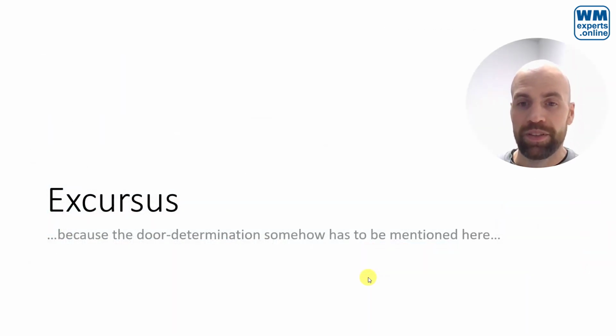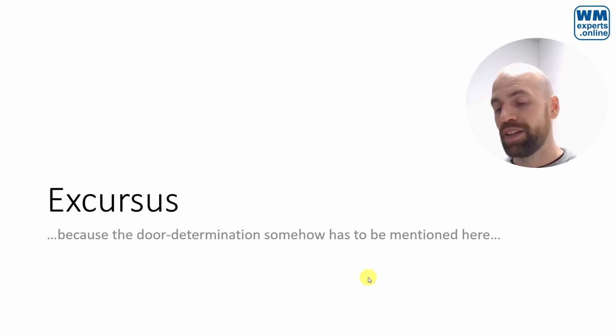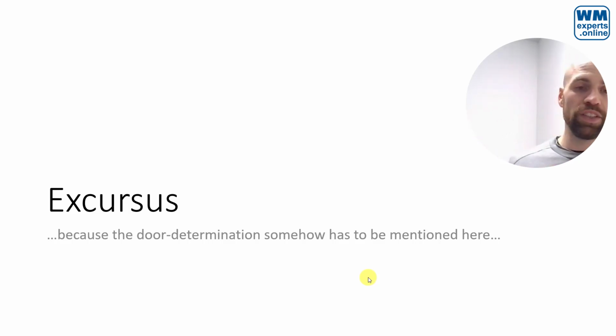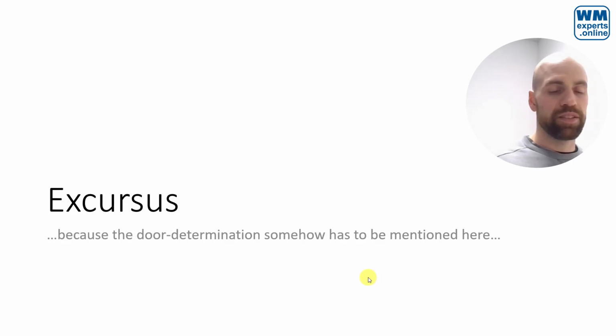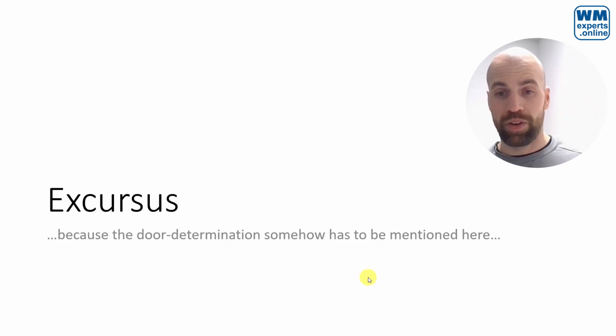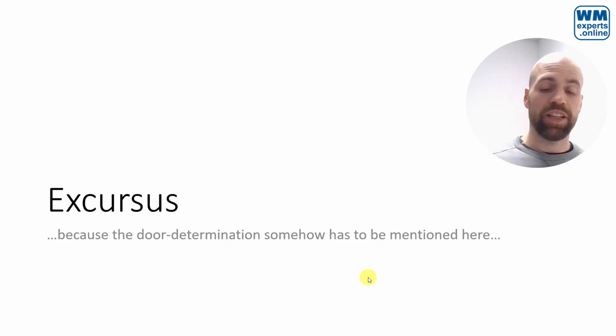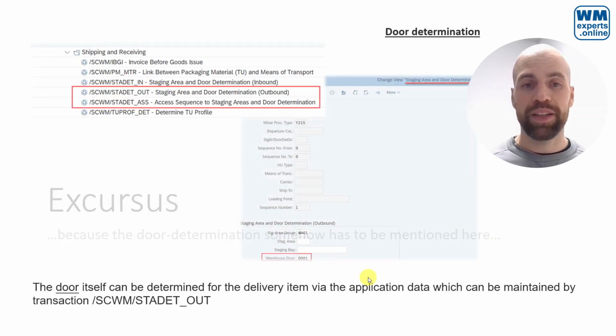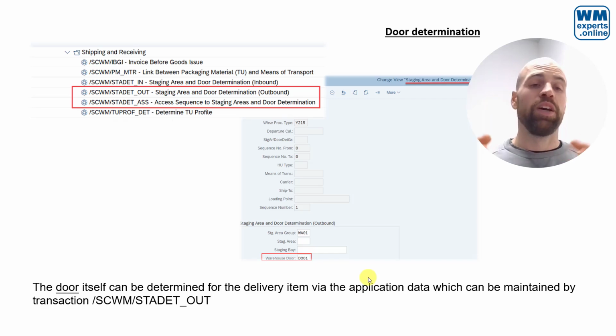Before we close the deep dive, just a quick excursus, because I think it is important to understand how the door actually got into the delivery item. Because I told you now, if there is no TU, then EWM just takes the door bin. But where does the delivery item get the door from? And for this, I would just give you a quick insight into the determination logic, which most of you probably know, because it's rather simple.